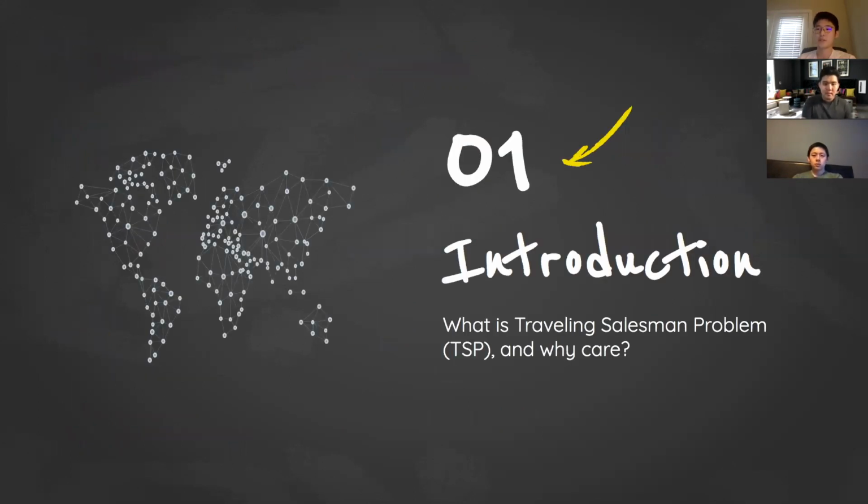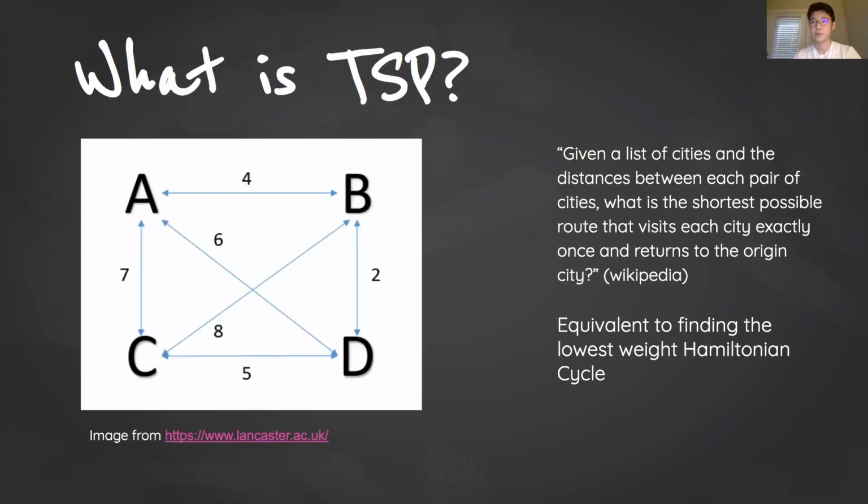So what is the traveling salesman problem and why should we even care about it? So the problem can be easily stated with this question. Given a list of cities and the distances between each pair of cities, what is the shortest possible route that visits each city exactly once and returns to the original city? This is similar to finding the Hamiltonian cycle, except in this case, we want to find the Hamiltonian cycle that has the lowest weight possible.